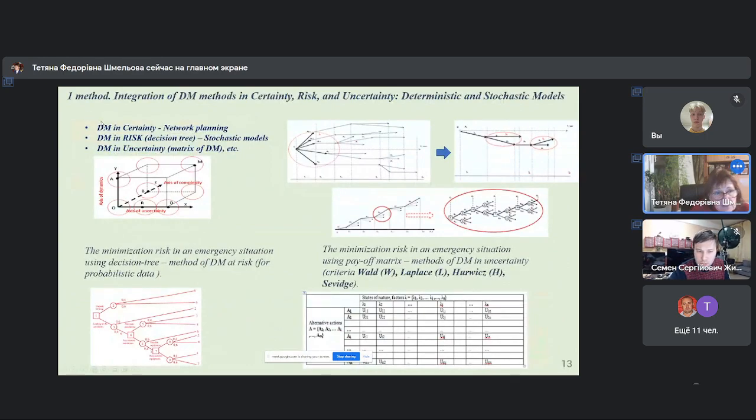The first method is integration of decision-making models, because we have collaborative decision making, because in decision making there are many participants and many decisions. This is the operator of the drone, this is the target task, this is the pilot of the unmanned aircraft, and the air traffic controller. For improving this complexity model, we use decision making in certainty, decision making in risk, and decision making in uncertainty. And after improving, this is a simple instruction for the whole team, for all participants.